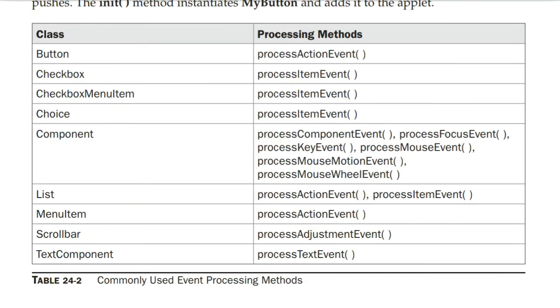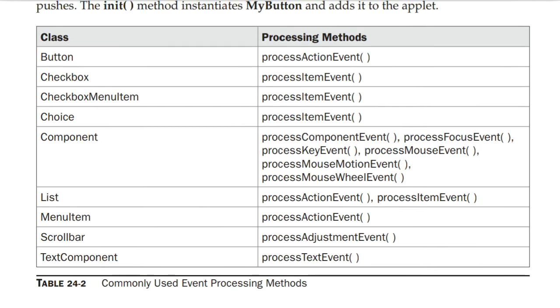Here are some classes and their processing methods. Button, processActionEvent; Checkbox, processItemEvent; CheckboxMenuItem, processItemEvent; Choice, processItemEvent; Component, processComponentEvent, processFocusEvent, processKeyEvent, processMouseEvent, processMouseMotionEvent, processMouseWheelEvent; List, processActionEvent, processItemEvent; MenuItem, processActionEvent; Scrollbar, processAdjustmentEvent; TextComponent, processTextEvent. These are commonly used event processing methods.